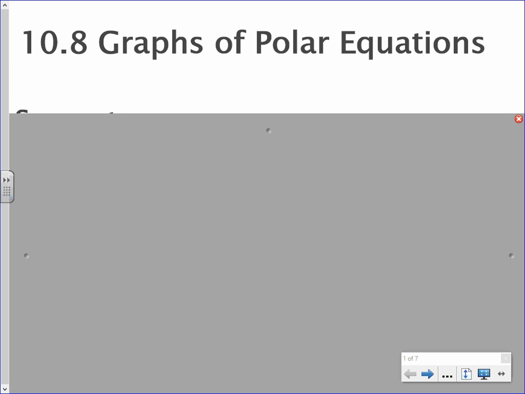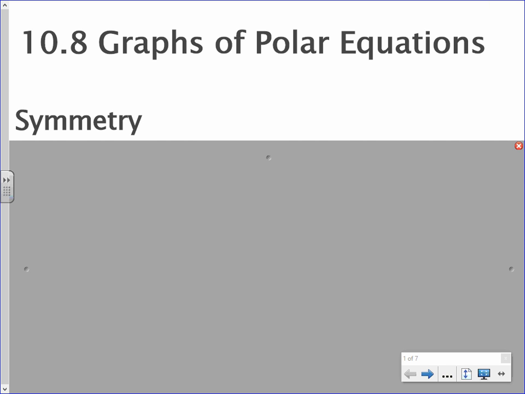Okay, the first thing I want to talk about is symmetry. When we talk about symmetry, we're going to talk about symmetry for any type of polar curve. Today we're going to talk about circles and Rhodes curves. Tomorrow we're going to talk about limaçons. Sounds fancy. They are. All of them have the same symmetry.